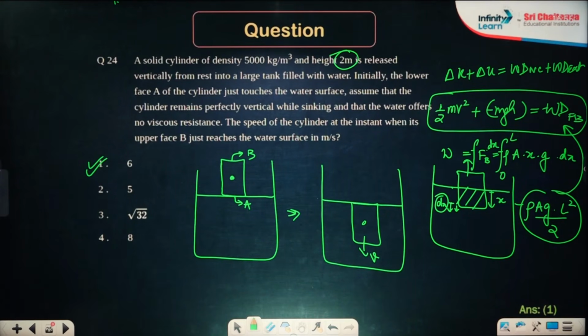You will have to calculate the velocity, things will eventually cancel out. Okay, do try this. It's a nice problem.